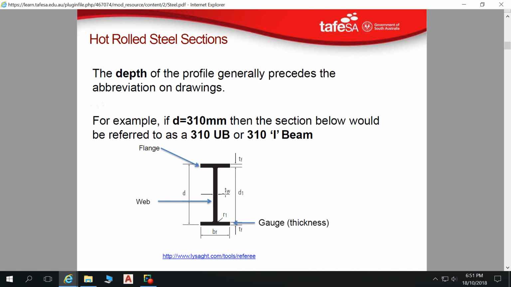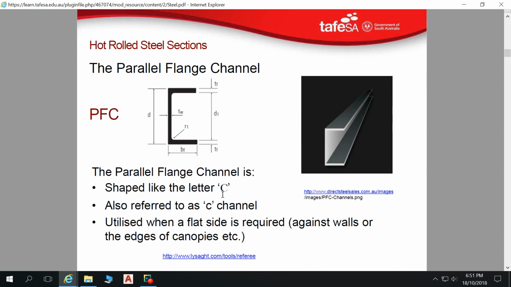Those different weights also impact on the strength of that universal beam. So a 49 UB is going to be weaker than a 57 UB, for example. Another very useful section in steel framing is a parallel flange channel, or a PFC. That's a hot rolled C channel, used a lot in things like retaining walls, etc.